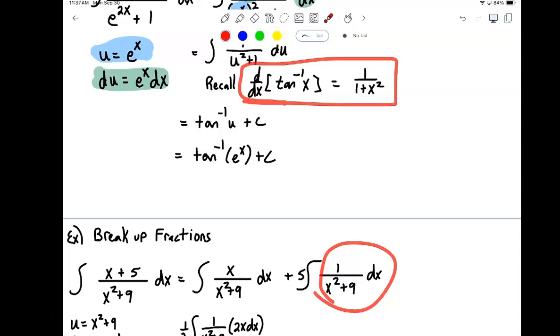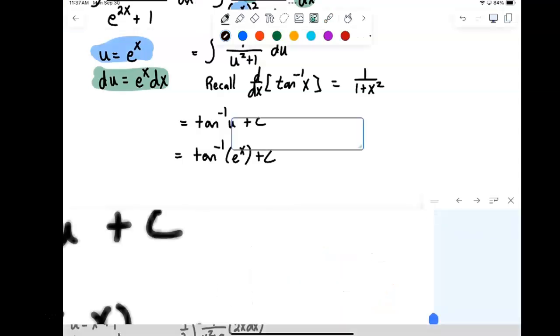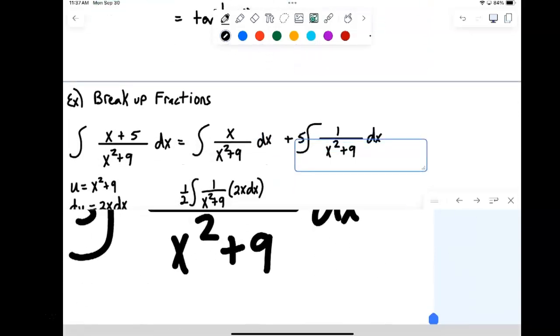So I'm going to try to shape this so that I can get it in the format of 1 over 1 plus u squared. All right, 1 over 1 plus u squared. That's what I'm going to try to do. Now, towards that end here, this is what we can do. I need to have u squared plus 1. So right now it's plus 9.